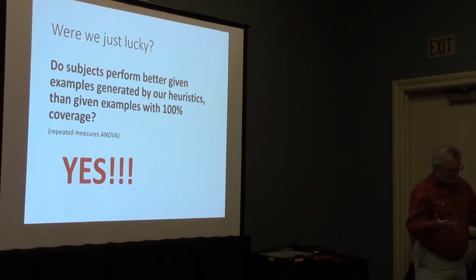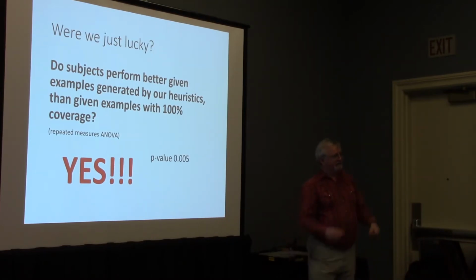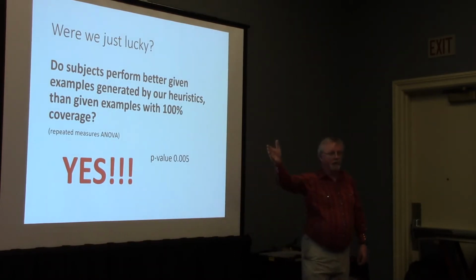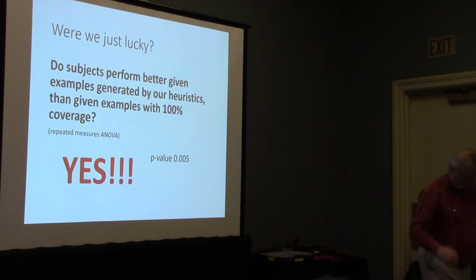Whenever you apply this kind of statistical test, you get out a p-value. In this case, it's 0.005, which is really small. So this means even though we only have 22 students, we can be 99.5% certain, or confident, that the good examples really do help more than the 100% coverage ones. So that's a good p-value from a human experiment.